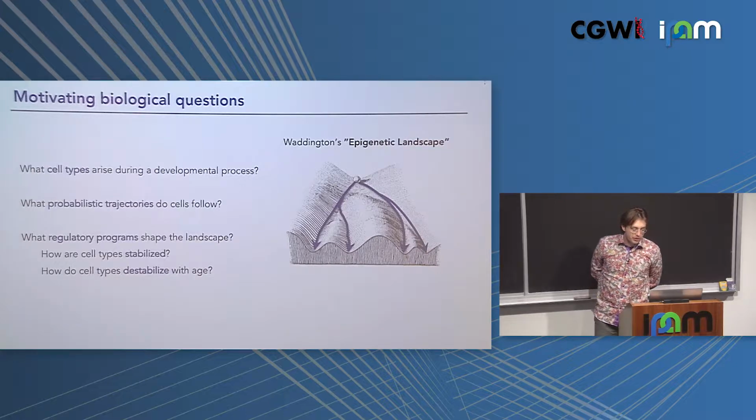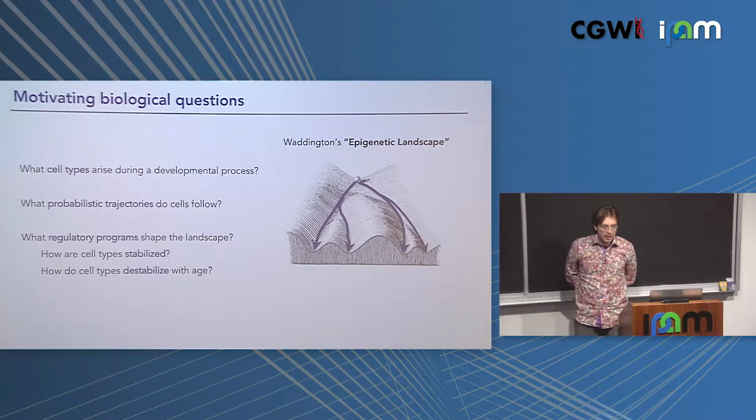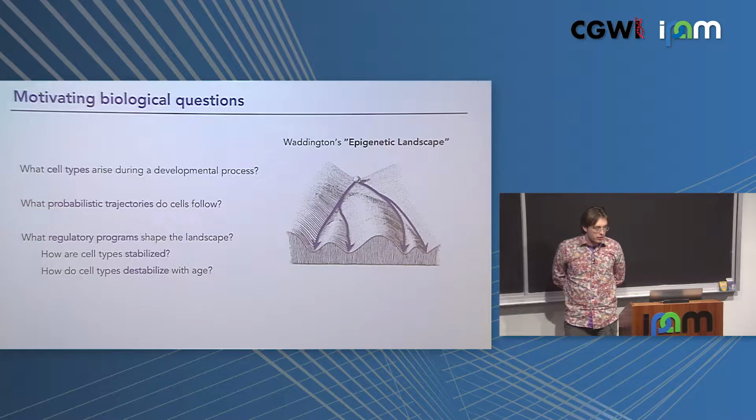So there are three levels of easy, medium, and hard questions that we might like to answer about processes like this. The most basic is, what cell types are there at any given stage of development? And you can answer these with basic methods like clustering, for example.